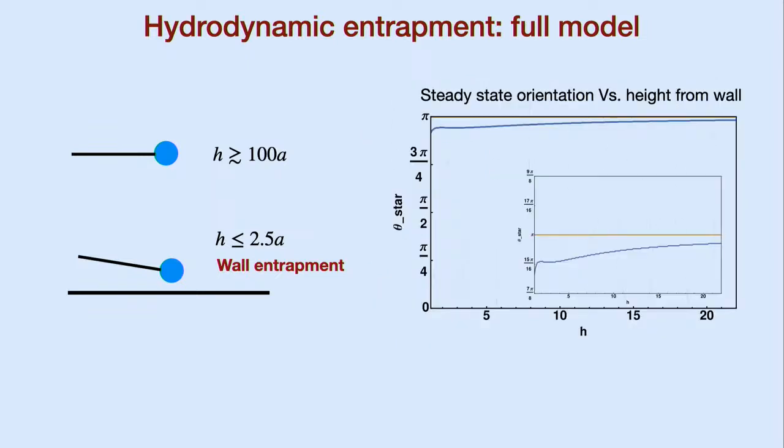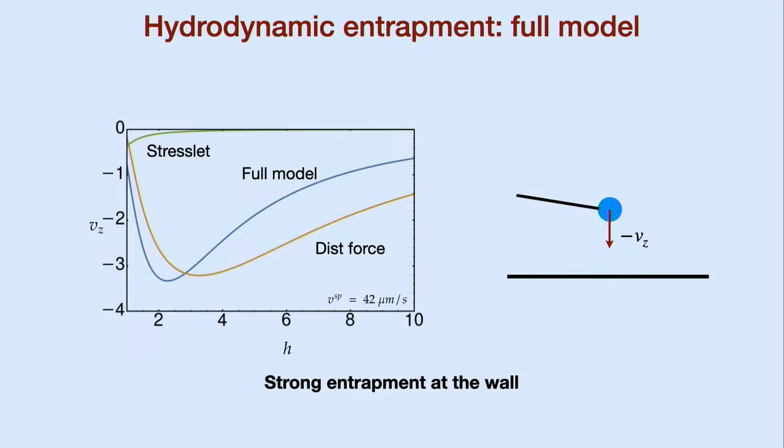And then we found the steady state angle as a function of height, and we can see that it doesn't vary much from pi, so it's more or less pi. That means that both the experiments that I showed might be well explained by this model, but now we have to go to this model. The other model doesn't work. The minimal model doesn't work, even with a point force.